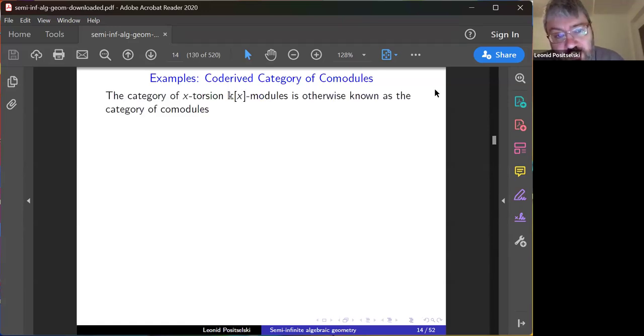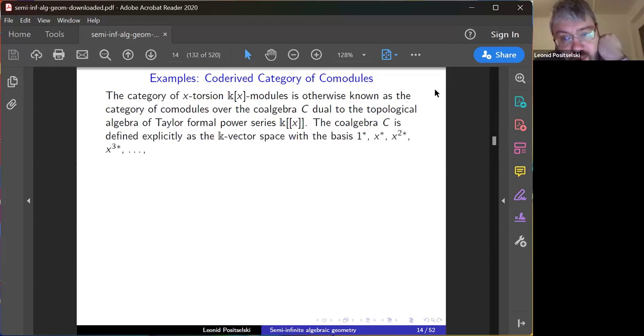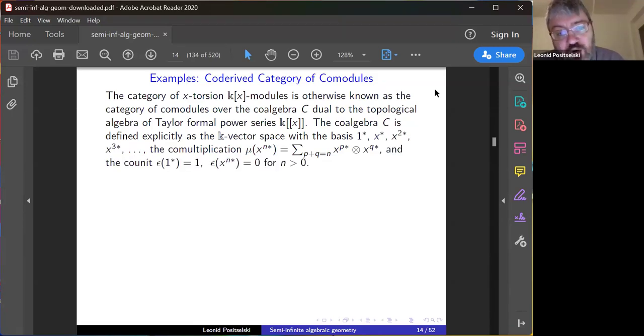Coderived category of comodules. The category of x-torsion k[x]-modules is otherwise known as the category of comodules over the coalgebra C, dual to the topological algebra of Taylor formal power series. The coalgebra C is defined explicitly as the k-vector space with the basis 1*, x*, (x squared)*, (x cubed)*, etc. The comultiplication is given by this formula, and the counit is given by this formula.